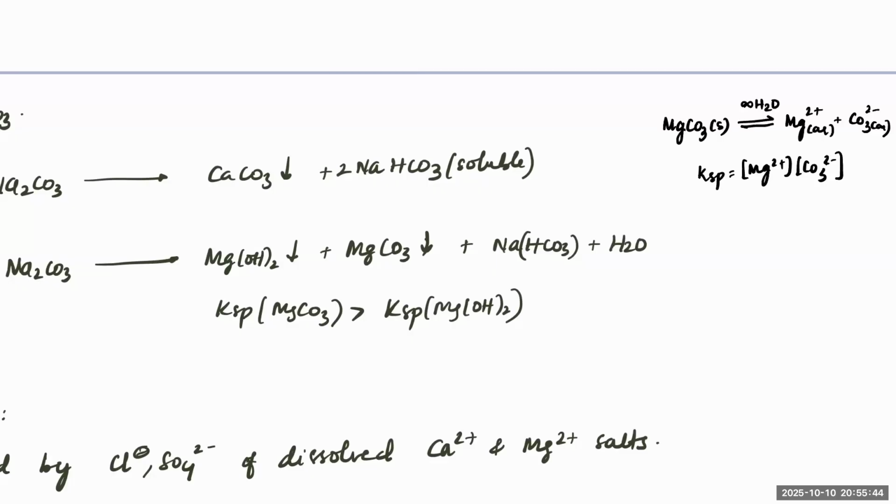It is a constant value for every salt at room temperature. So the product of Mg2 plus and CO3 2 minus remains constant, and that constant value is called Ksp. The best way to judge which salts are soluble or not is to check their Ksp value.